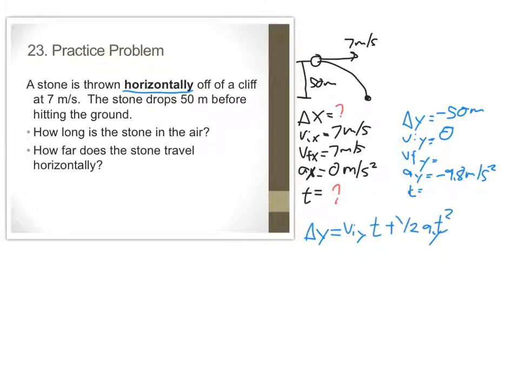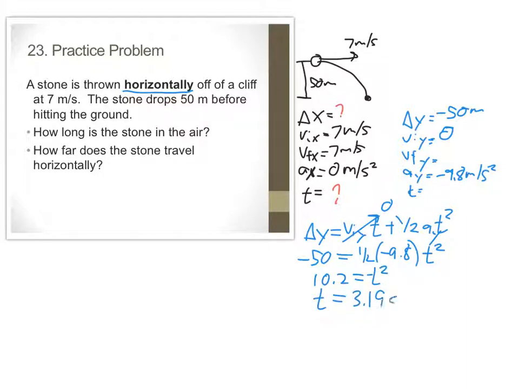So I'm going to start with my delta y equation because I'm looking for time. I don't know VF, nor do I care about it. So my delta y is going to be negative 50. That initial term just goes away completely, and so I'm left with 1/2 times negative 9.8 times t squared. So I go ahead and I divide both sides by 1/2 times 9.8, or 4.9. I get 10.2 equals t squared, so my time then is going to be 3.19 seconds. So there's my answer for A.